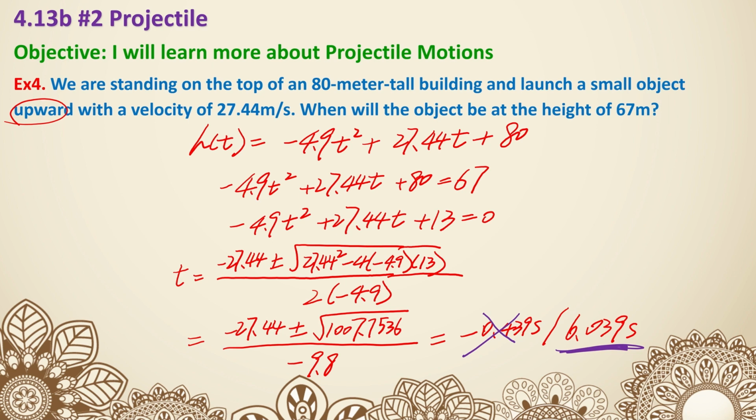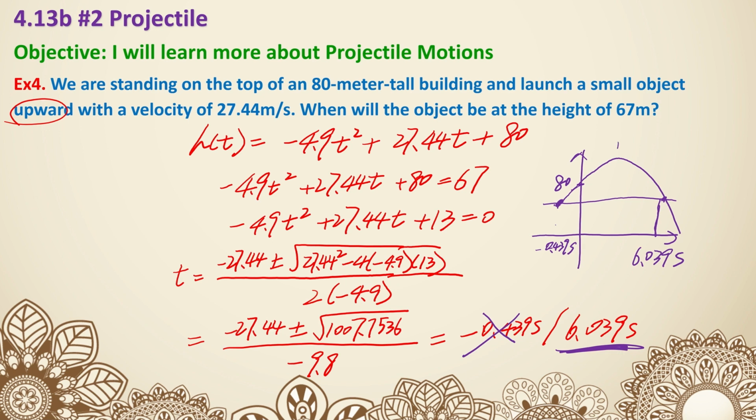Now, some of you might be wondering, how come in the previous answer we got two positive answers, and this one we got a negative? Well, if you're throwing something from 80 meters already, that means the previous 67 meters is actually before that, which is at a negative time. And the next one, you're going to hit, let's say, 67 meters around here, and that's where you have the 6.039 second. And this is the previous one, which is negative 0.439 second. And the vertex is right in the middle. So there you go, that's example 4.